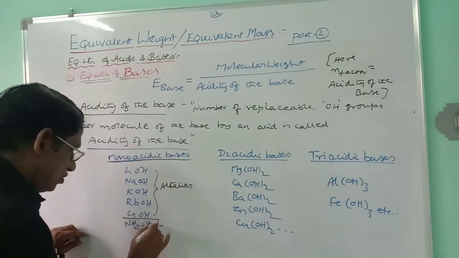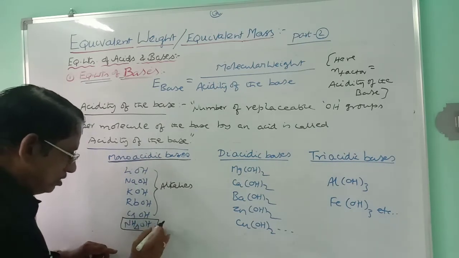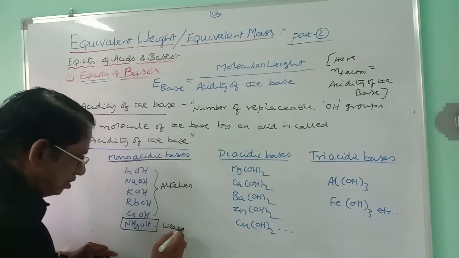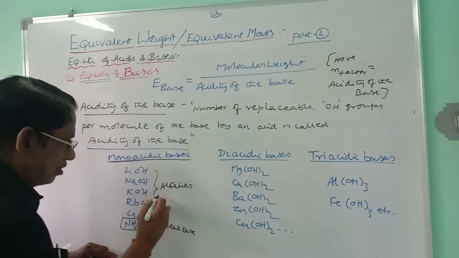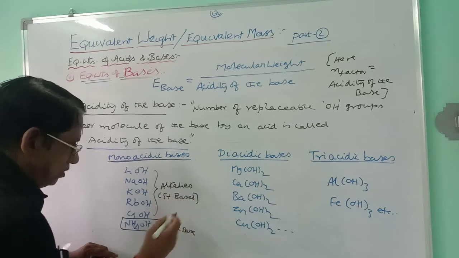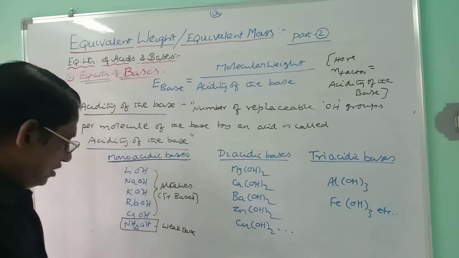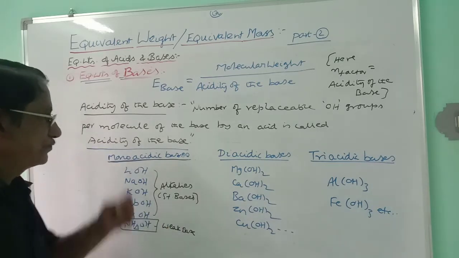And of course, ammonium hydroxide is also water soluble. It is also a monoacidic base, but this is the famous example of a weak base. All those others are strong bases. Water soluble weak base example: NH4OH.